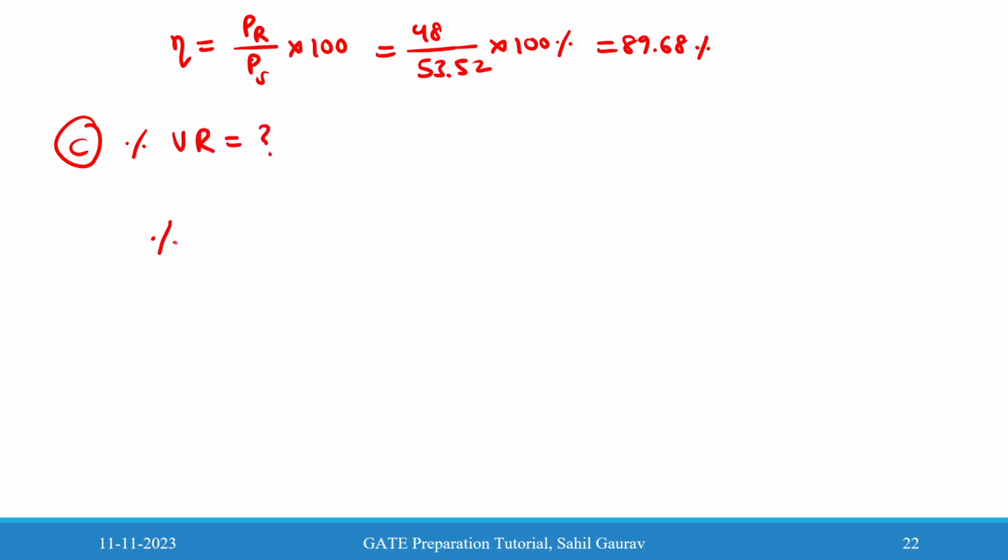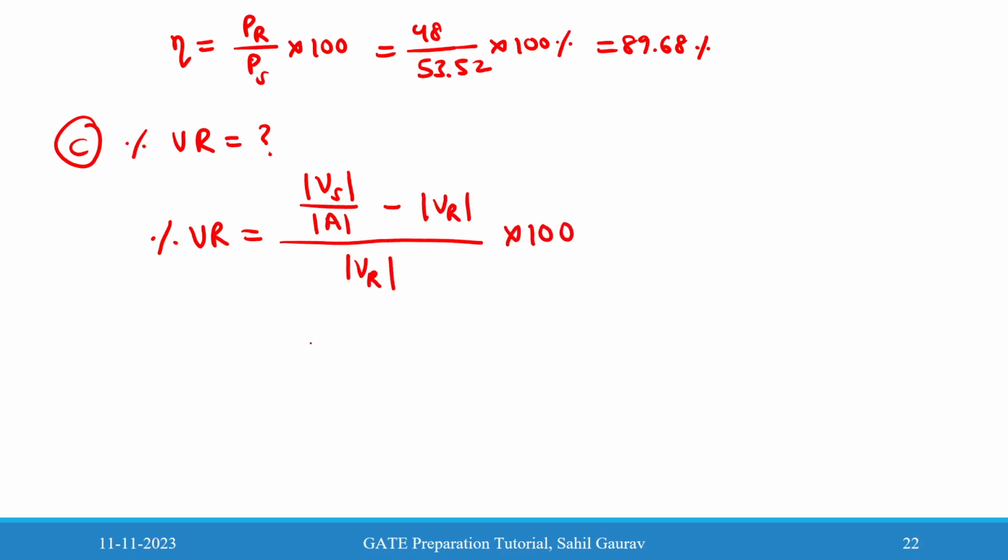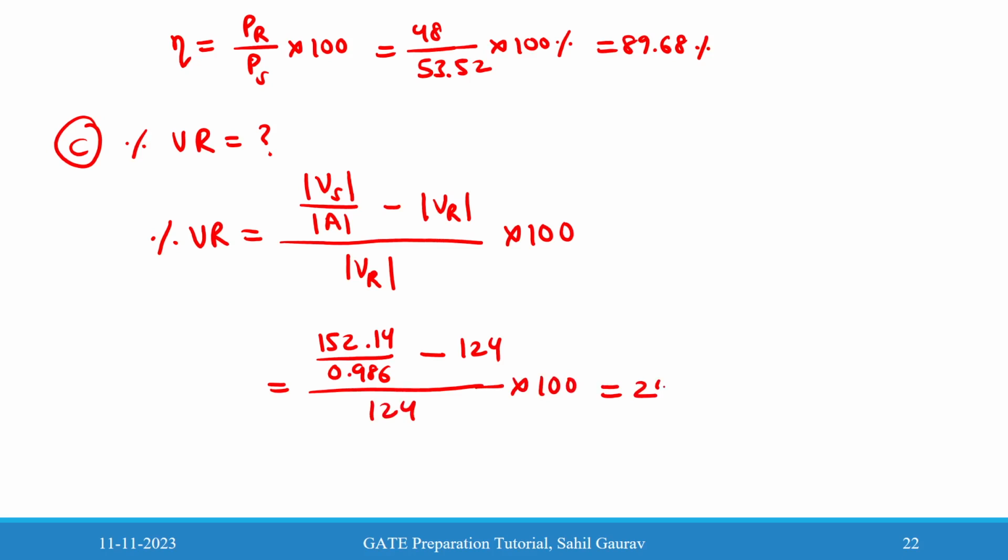And now the C part is percentage voltage regulation. So percentage voltage regulation, we know that, is Vs divided by A minus VR full load, divided by VR full load, into 100. So Vs is 152.14 divided by 0.986, minus VR which is 124, divided by 124 into 100. That will come as 24.43%.